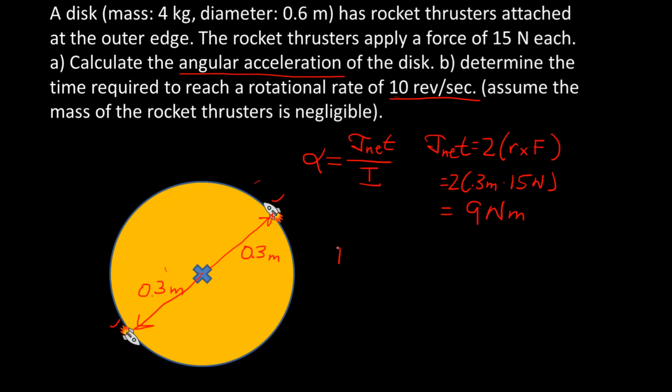What's our moment of inertia? We saw from some of our simple arrangements that it's equal to 1/2 mass times radius squared for a disk. So that's going to be 1/2 times the mass of the disk, 4 kilograms, times our radius squared, 0.3 meters squared. I multiply all that out, and what's the value?